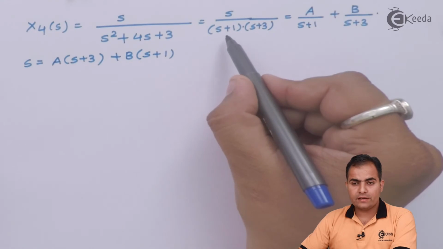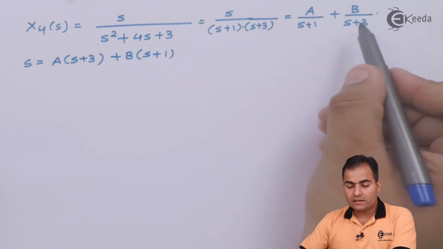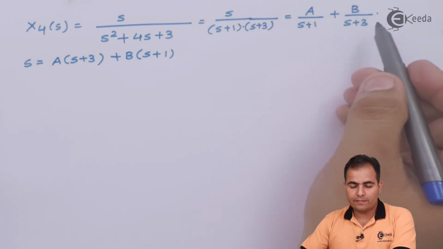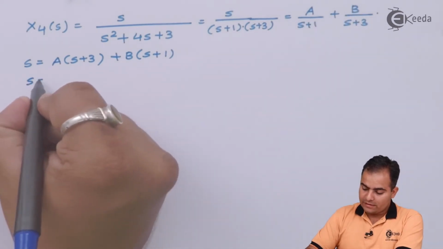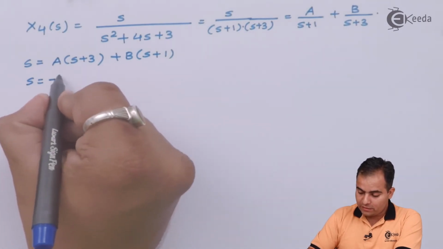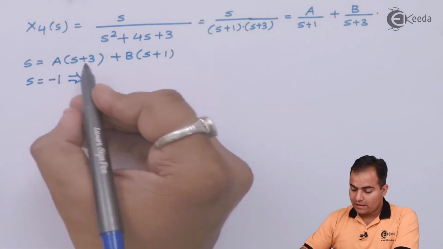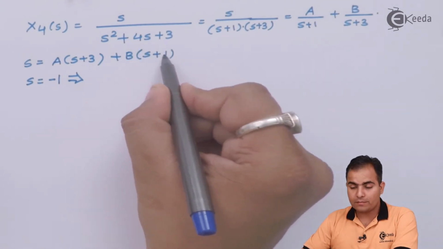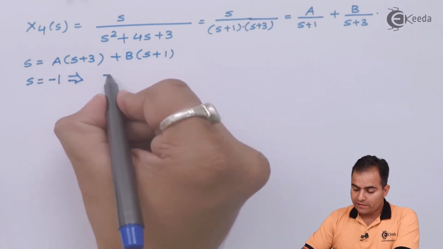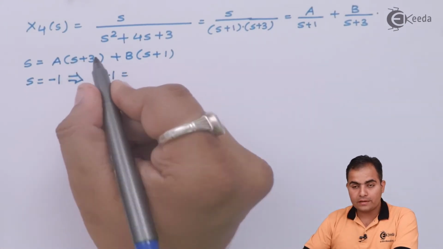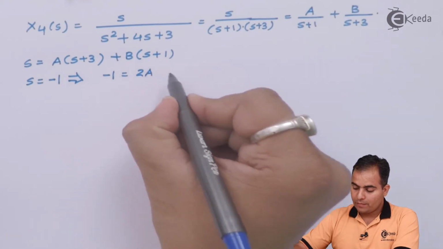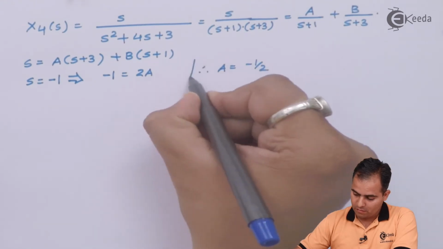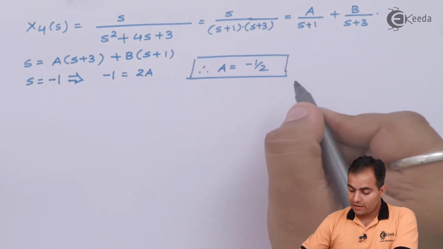Because the s plus 1 terms will get cancelled and the s plus 3 terms will get cancelled when we multiply the whole denominator with a and with b separately. Now, as I said, my substitution value of s is fixed, so first of all we'll substitute s equals -1 in this equation. So this s is replaced by -1, so automatically the b value is removed because -1 plus 1 is 0. So on the left hand side we have -1, but on the right hand side -1 plus 3 is 2, so we'll write 2a. But if I shift this 2 to the left hand side, what will we get? My a value is -half.